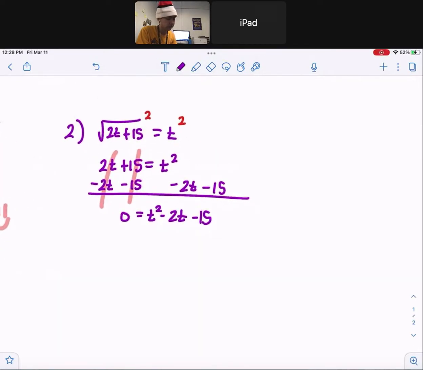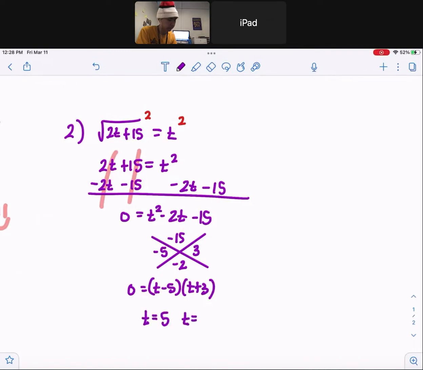And then you guys factor that, right? Using your guys' x method. Negative 15, negative 2. We get negative 5 and positive 3. So t minus 5 times t plus 3. And we solve for both of those, you guys. So t's got to equal 5 and t's got to equal negative 3. Remember, what value of t will make both of those 0? So let's check our answers, though.